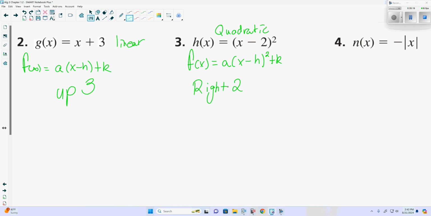Any questions on these here before we look at the last one? N of x equals negative absolute value of x. Well, this is what? Absolute value.